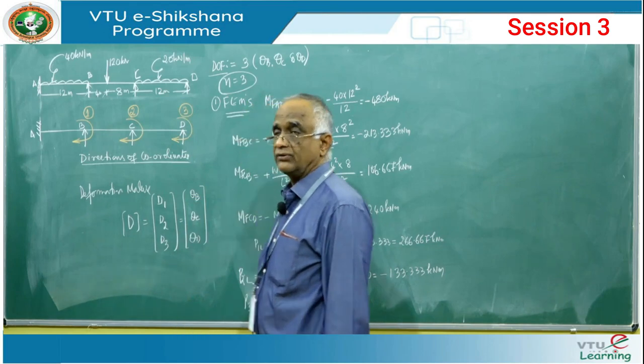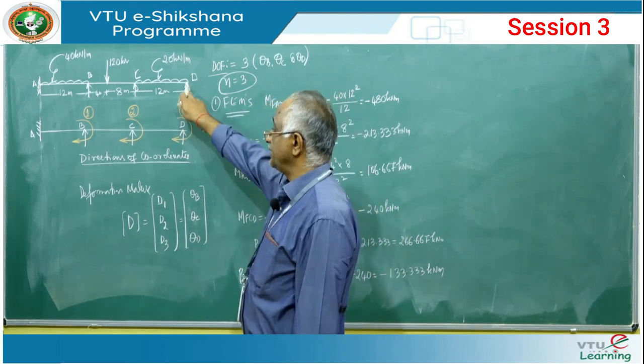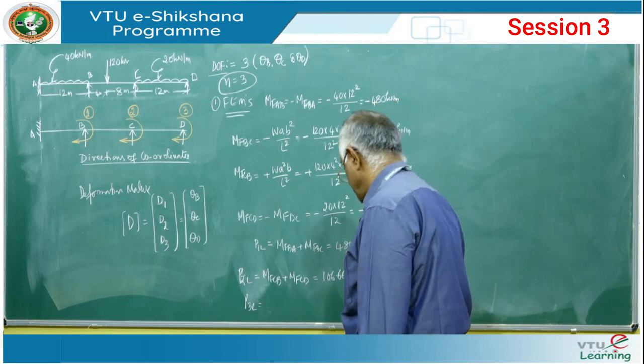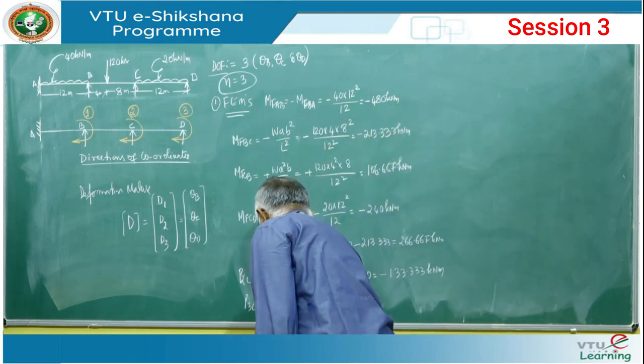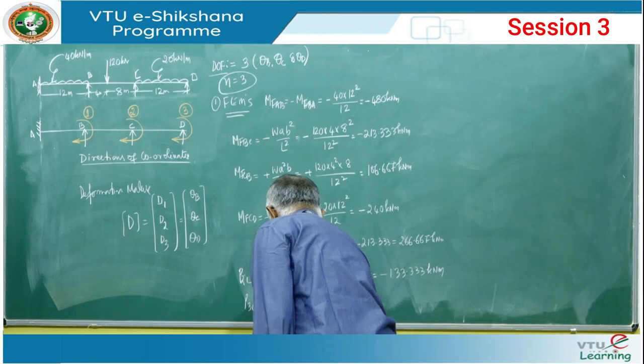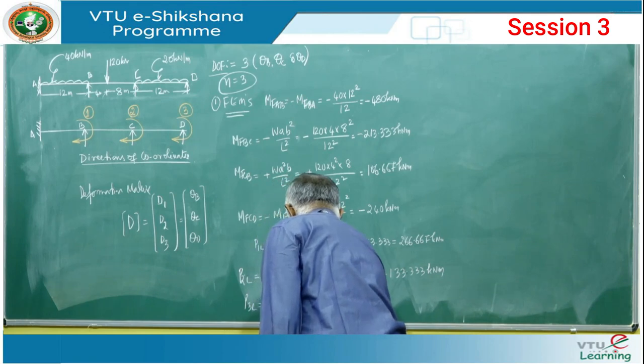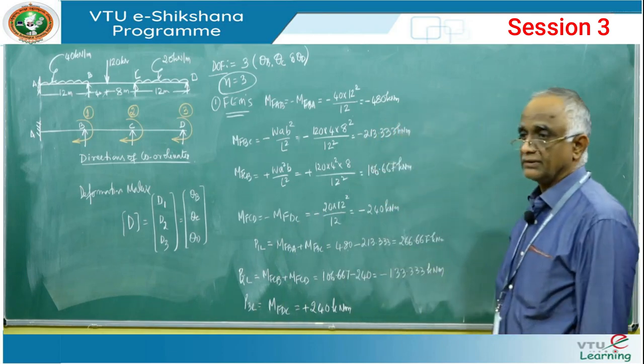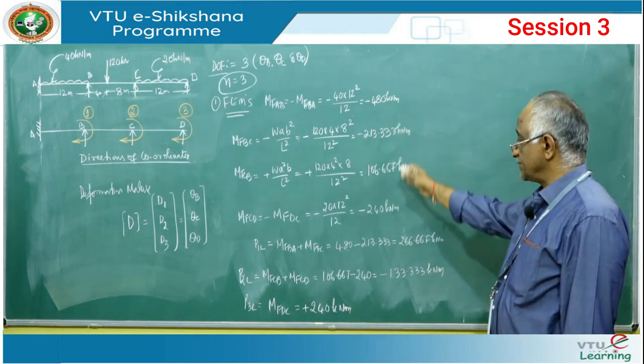And the last coordinate 3, that is P3L, that is the direction of the coordinate 3 here. The moment induced, assuming a fixed beam, is only MFDC here. MFDC is equal to plus 240 kilonewton meter. So these are the fixed end moments.